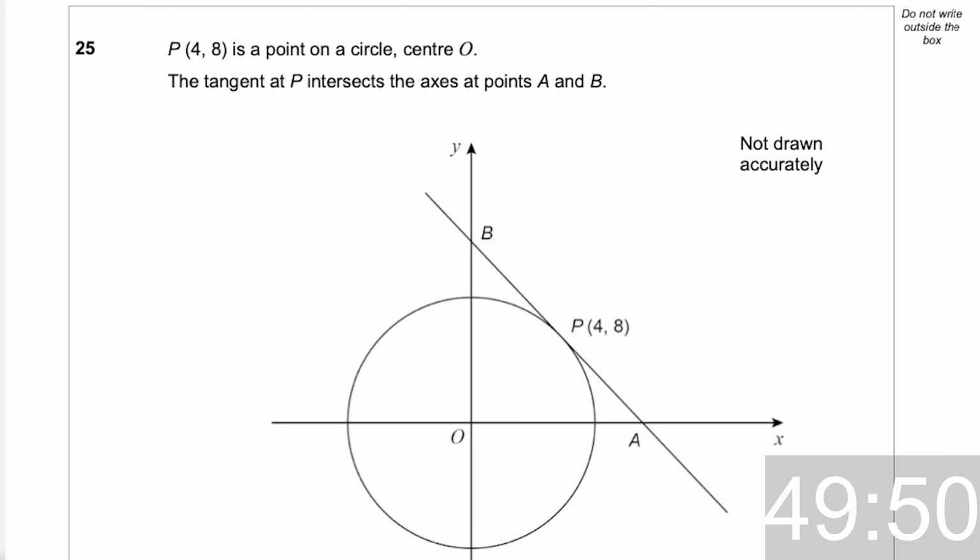Question 25. I really should have looked how many questions there were. All right, more diagrams. Okay, P is (4, 8), a point on a circle centre O. The tangent at P intersects at these positions. Sure. So the gradient of the tangent is minus a half.